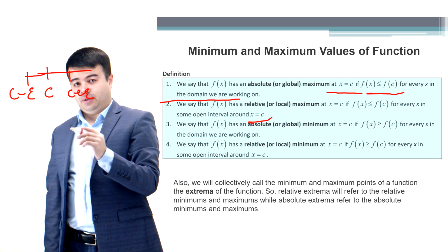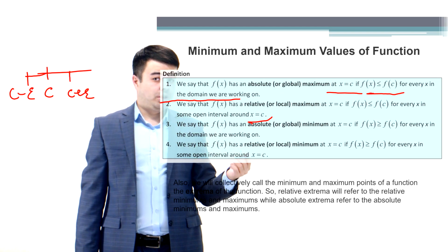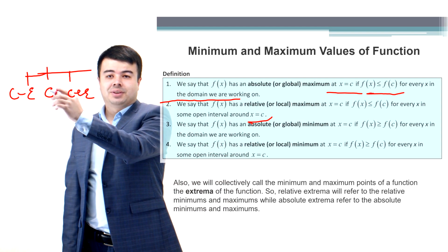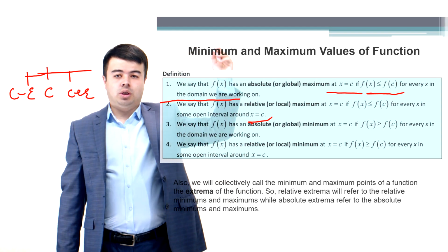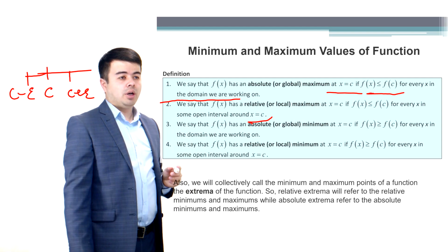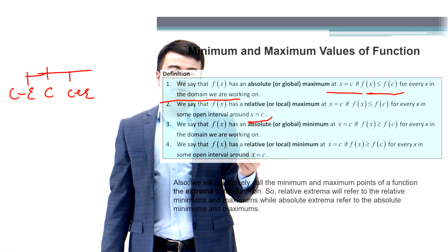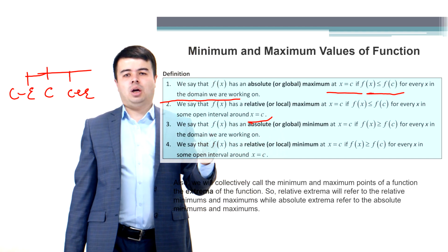So that difference, let me repeat one more time. Local will be in this neighborhood, global in the whole domain. Okay, and similarly now we will consider here absolute or global minimum and relative or local minimum.